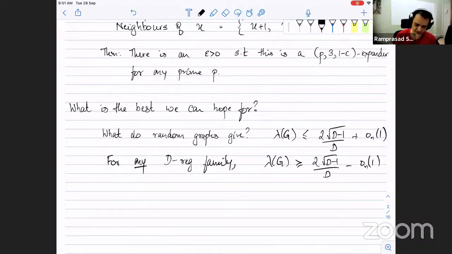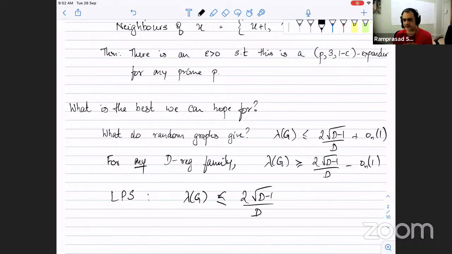Okay. And it turns out that there are these graphs called LPS graphs, by Lubotzky, Phillips, and Sarnak, where lambda of G is actually less than or equal to 2 square root d minus 1 over d. So which means they actually perform a little better than random graphs, in the sense that they don't even have this fudge factor. And graphs that satisfy this bound are also called Ramanujan graphs.